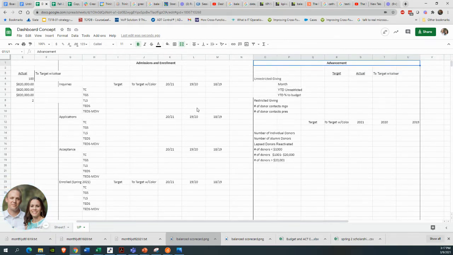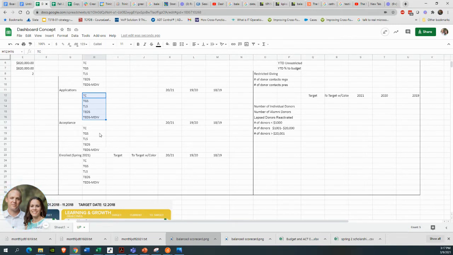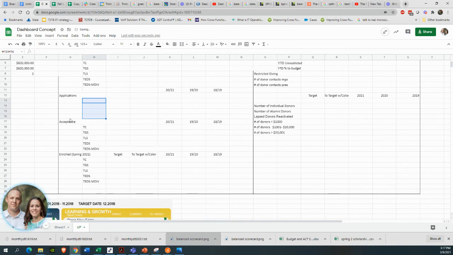Okay. Now on this section, I completely recognize that this might make it too big. And I'm okay if you want to try to truncate that. So really the applicant would go down here and this would all be gone. And we'd have the data and the acceptance and the enroll. I mean, you get my point.